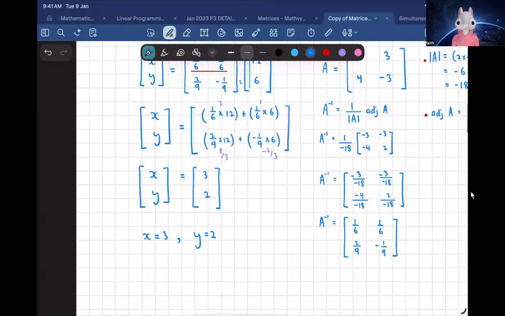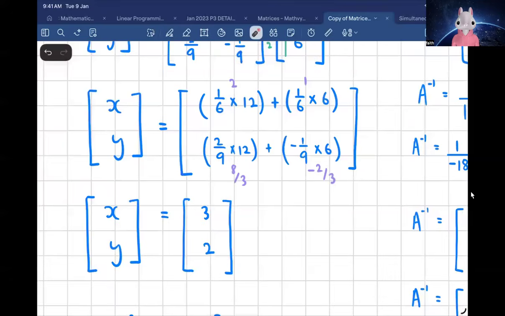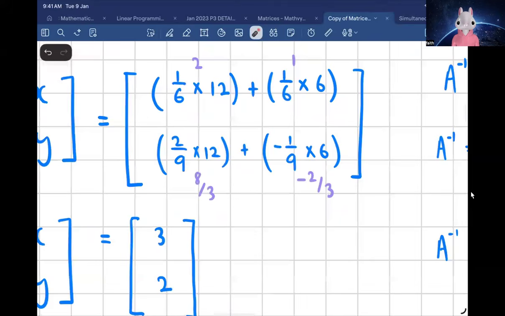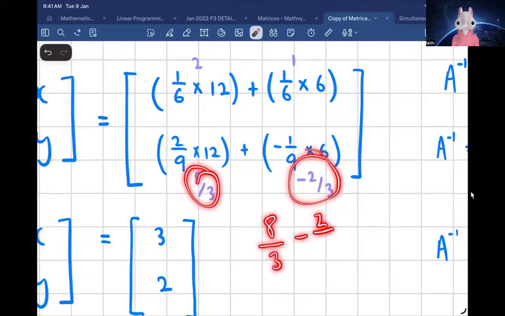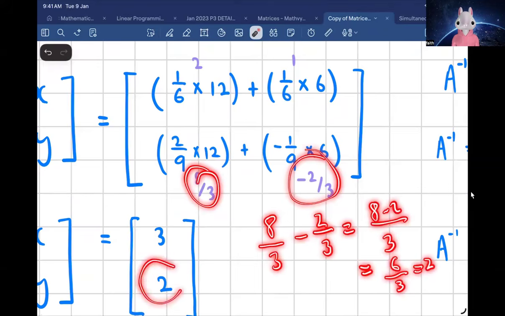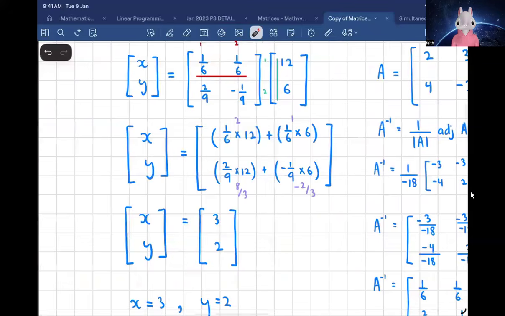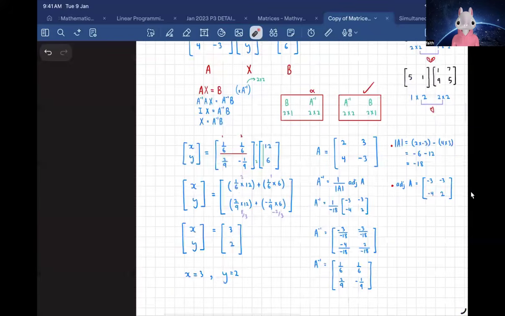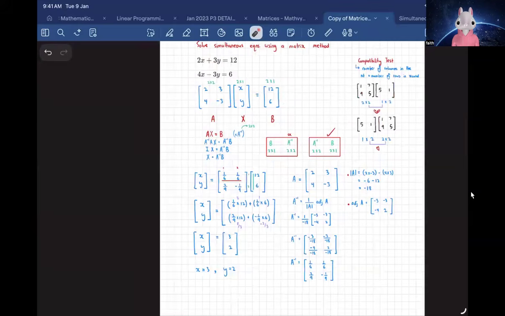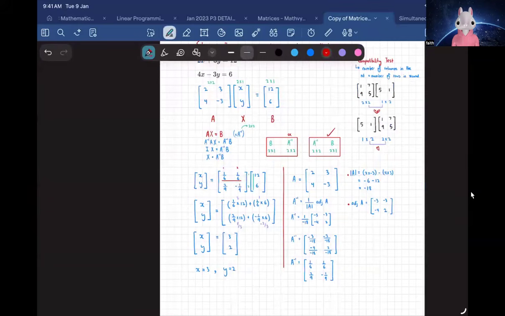I feel like this part might have confused some people, but you could just plug all that into a calculator. But watch: 8 over 3 minus 2 over 3 is the same thing as 8 minus 2 over 3. 8 minus 2 is 6. 3 into 6 is 2. That's why I said 2. So, yeah, guys. I should take a screenshot.